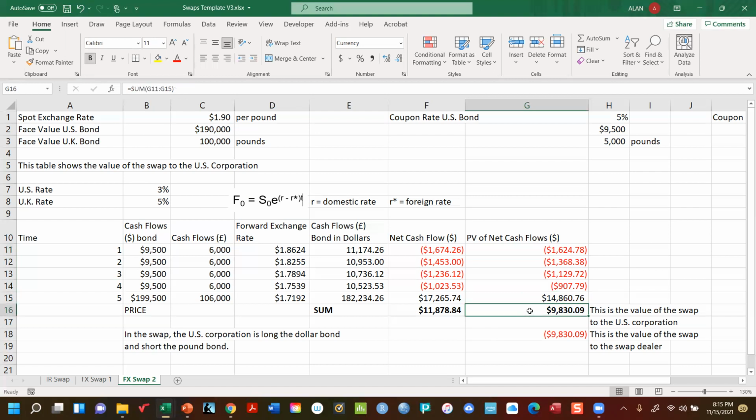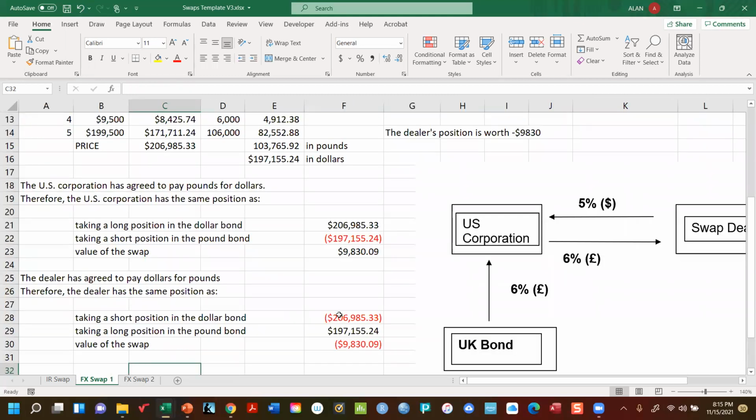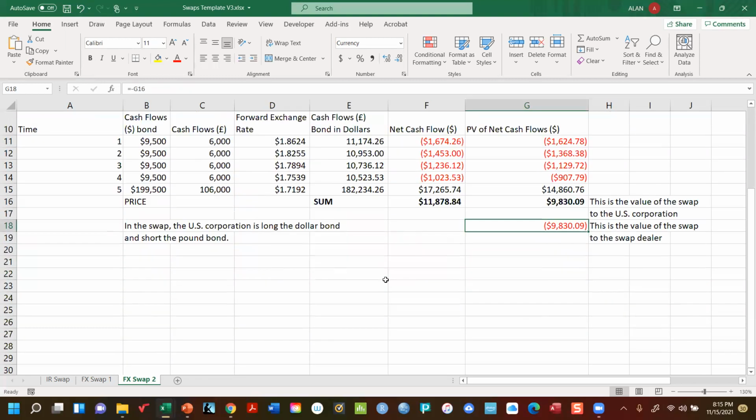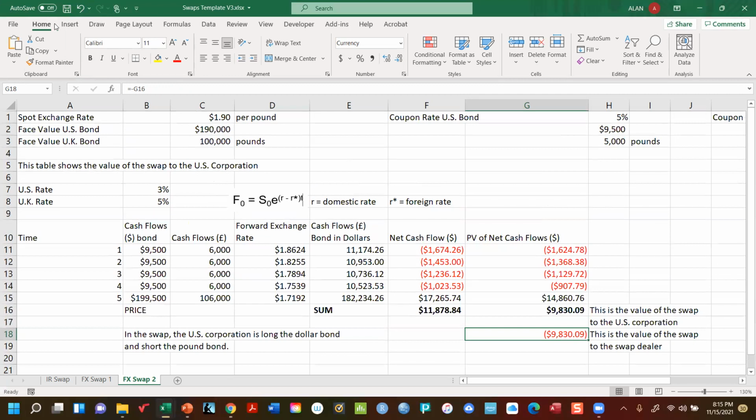And when we're done, we add them up. And now, at long last, this is the value of the swap to the US corporation, which implies that the negative of that is the value to the dealer. All right, so we just basically did this in a slightly different way. They're both equivalent to each other. All right, so that's all.